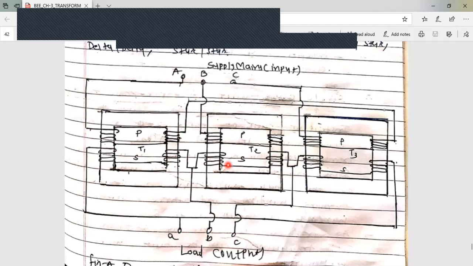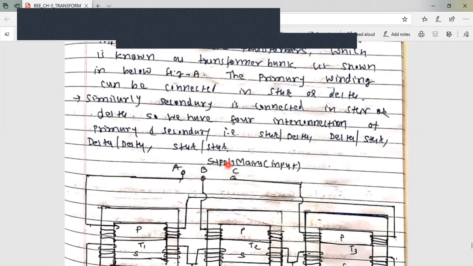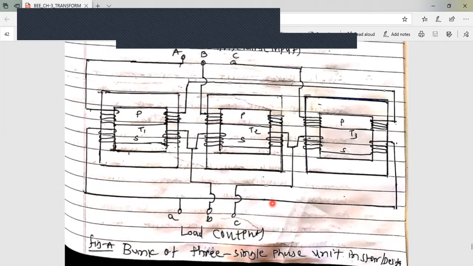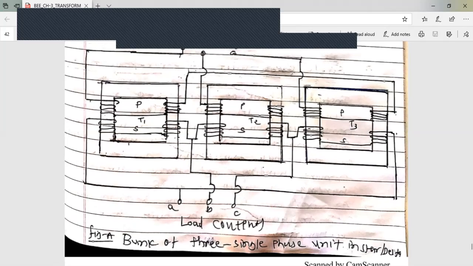In the same way, you can connect the primary winding in delta and the secondary winding in star, or both windings in delta, or both windings in star. So there are four possible interconnections of this three-phase transformer. This unit is also known as a bank of three single phase units in star-delta. Here we have connected the primary winding in star and the secondary winding in delta.